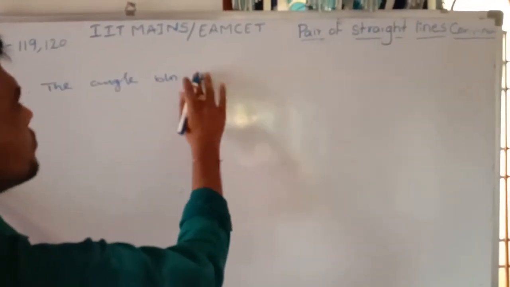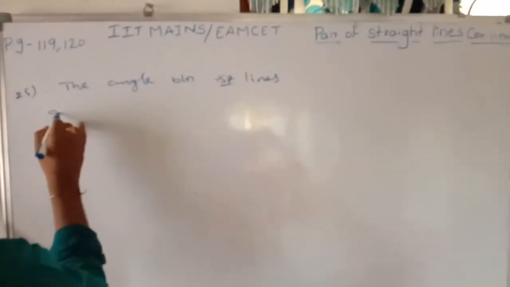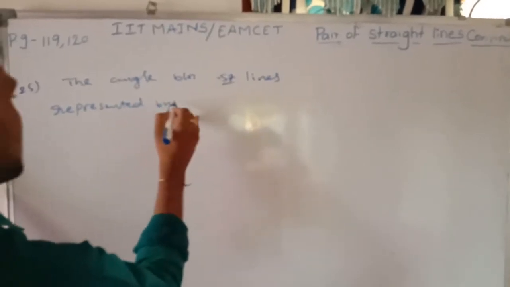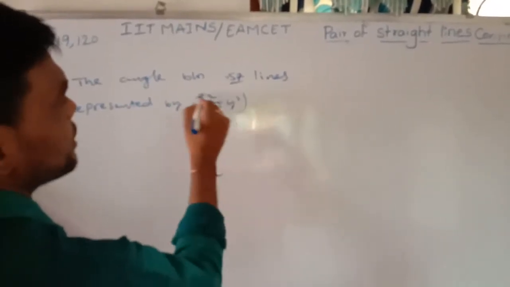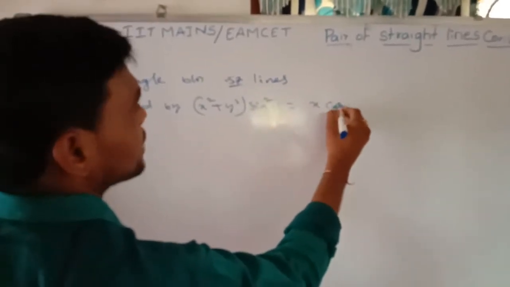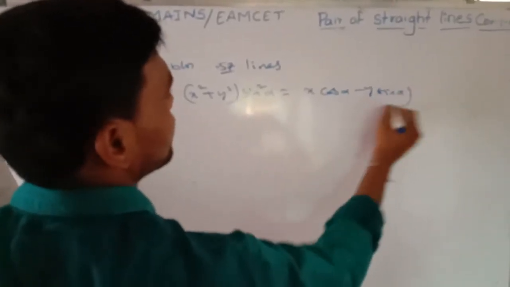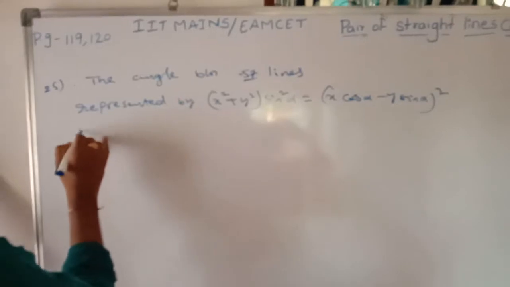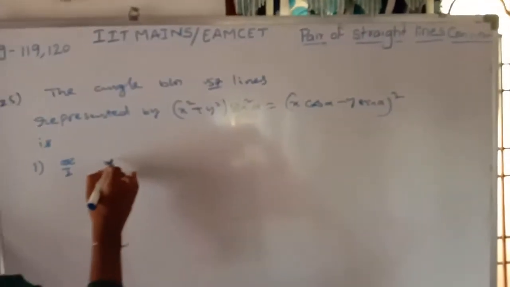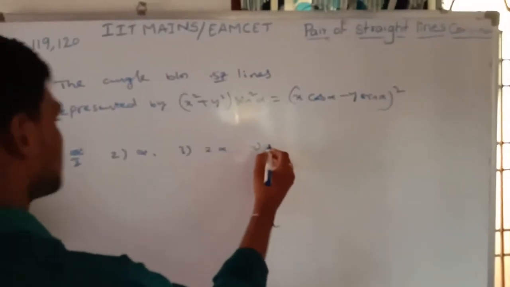Straight lines represented by x square plus y square into sin square alpha is equal to x cos alpha minus y sin alpha whole square. The first option is alpha by 2, the second option is alpha, the third option is 2 alpha, the fourth option is pi by 2.